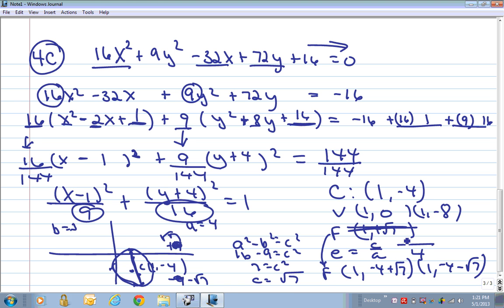And since C is the square root of 7, we'll put that right there. And we will put that in our calculator, and you'll get the square root of 7, and you're going to divide that by 4. And when you do, you're going to get approximately 0.661. So again, kind of right in the middle kind of ellipse. All right, let's go on to 4D. We're almost done.